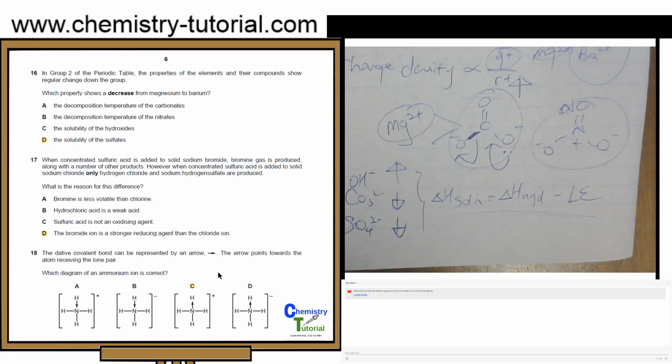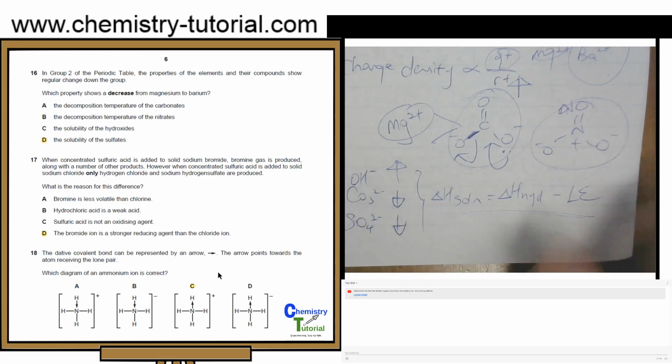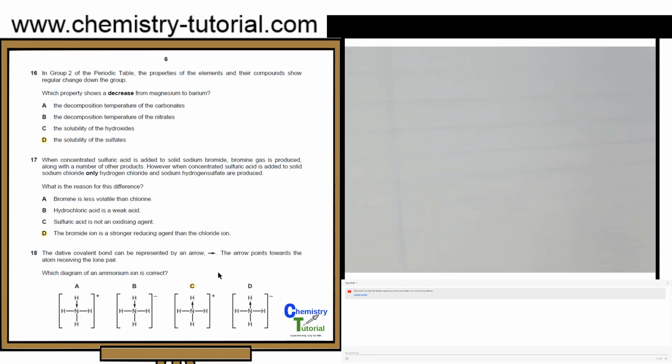For question 17, when concentrated sulfuric acid is added to solid sodium bromide, bromine gas is produced, along with a number of other products. However, when concentrated sulfuric acid is added to solid sodium chloride, only hydrogen chloride and sodium hydrogen sulfate are produced. What is the reason for this difference?